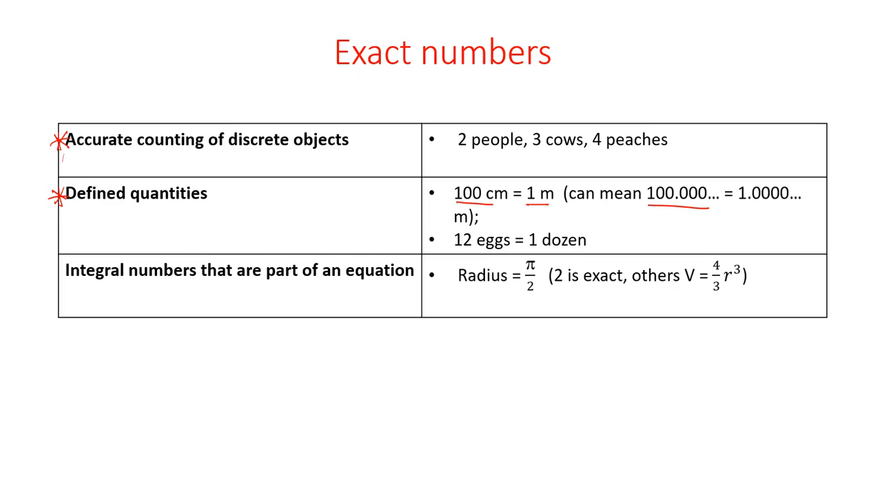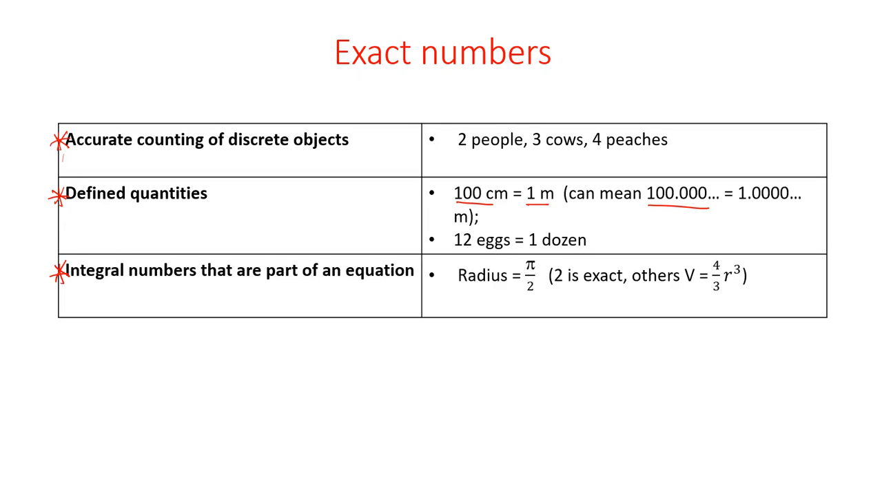12 eggs is equal to 1 dozen. This is also a definition of something. 1 mile is equal to 1.609 kilometers. Those are defined quantities. We really don't focus on their significance.